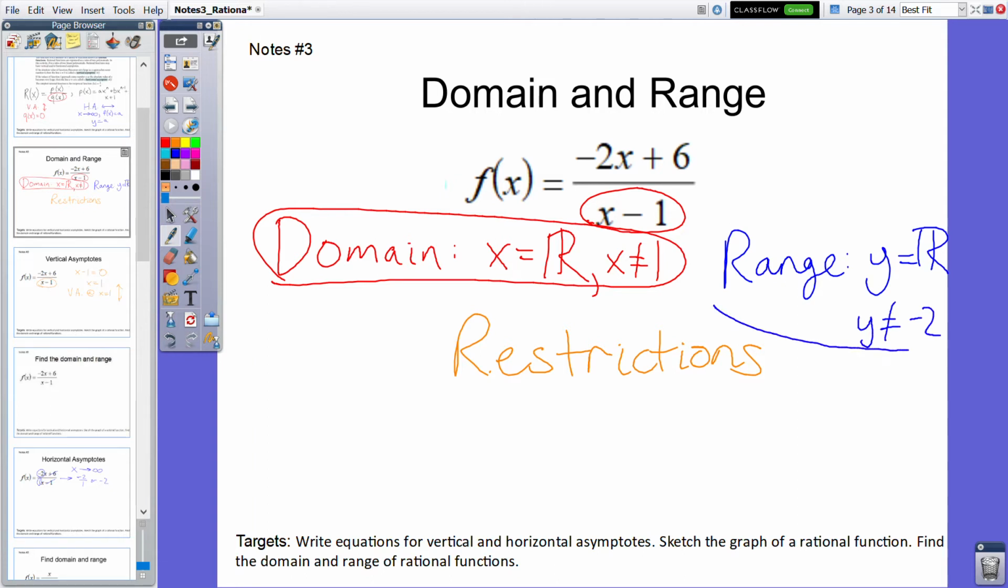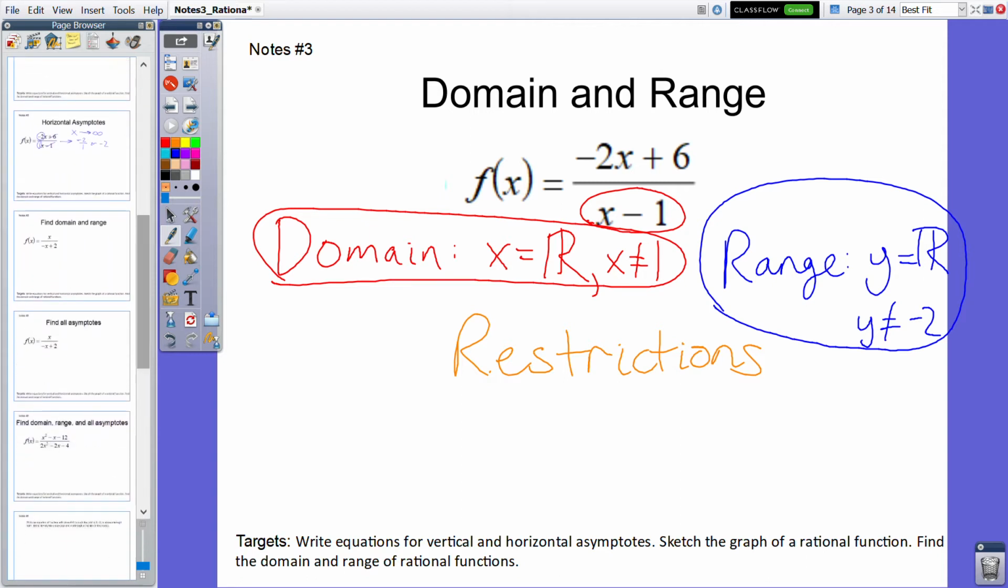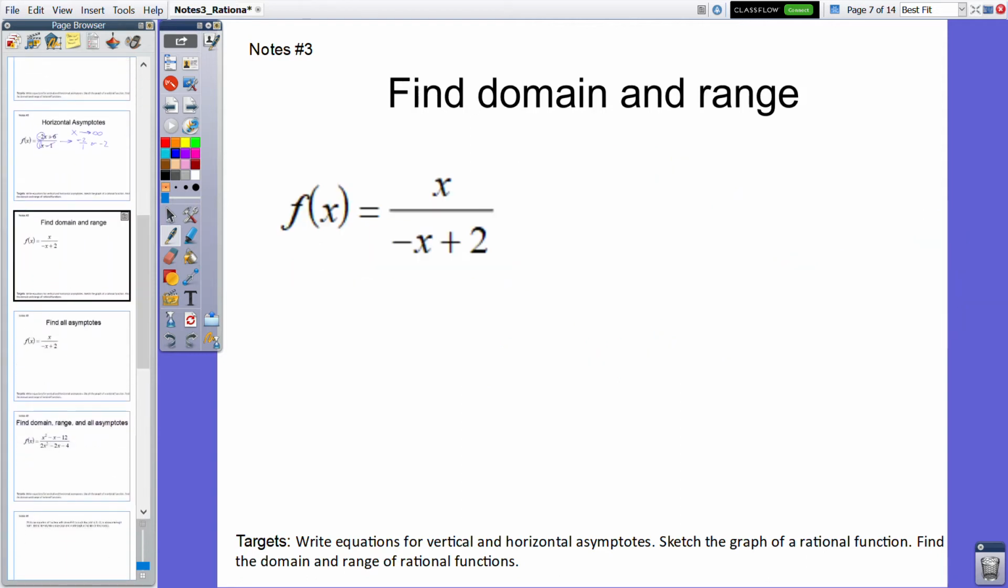Okay, and once again, you can use technology to verify this, that there is indeed you can never get to -2 on this graph, and you can't get to x equals 1 because of the restrictions we have set up here. Okay, so now let's look at a different example here. We have the next function, which is f of x equals x divided by -x plus 2.